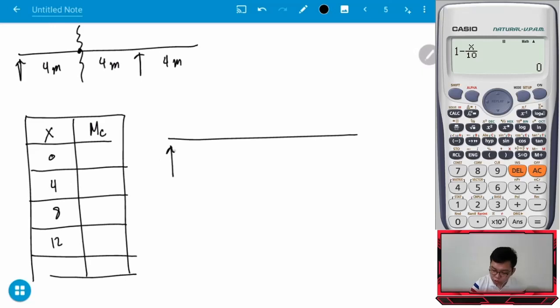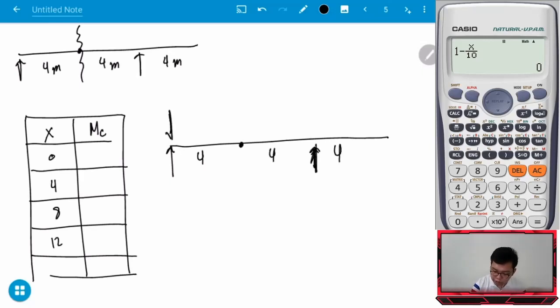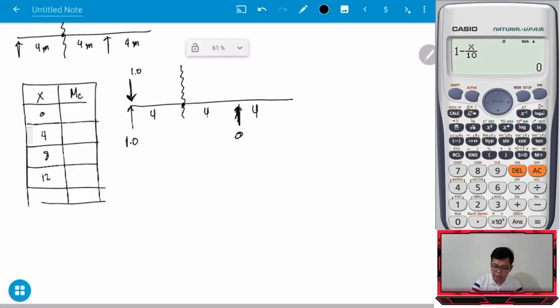First, I'll try to solve for the moment at C if the point load is, 4, and then 4, 4. Okay, if ang point load is nandito sa 0, or sa leftmost. So, pag 1.0 yan, obviously, this is, again, 1.0, and then this is actually 0. Okay? So, if I will cut the beam here, so, ang mangyayari dyan, meron kang parang ganito.